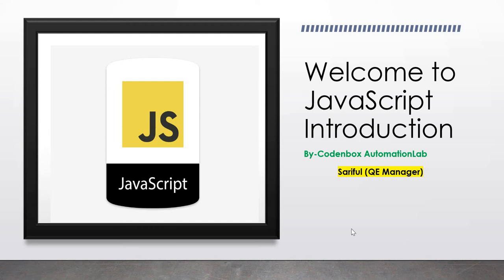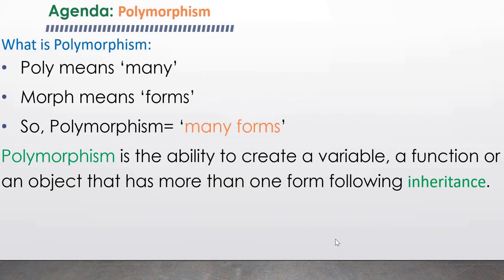This is Sharful. In this lecture we're going to learn polymorphism. Polymorphism is one of the very core concepts of object-oriented programming. So what is polymorphism? Poly means many and morph means form. If we join them together, polymorphism means many forms.